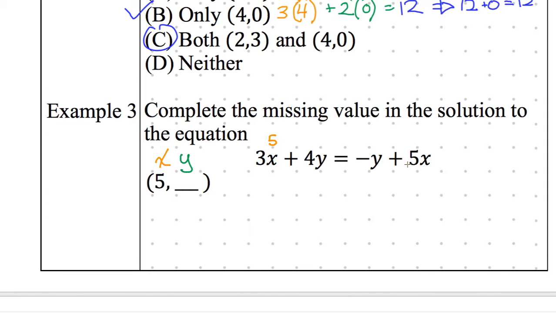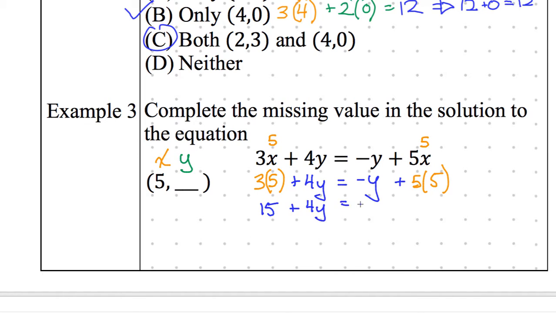So my 5 gets plugged in right here. Are there any other x's? There's another x right there. 5 gets plugged in there. When I plug those in, I get 3 times 5. And I get 5 times 5. And then I rewrite the rest of the equation. Plus 4y equals negative y plus that thing. And then I simplify a little bit. So 3 times 5 is 15, so 15 plus 4y is equal to negative y plus 25.